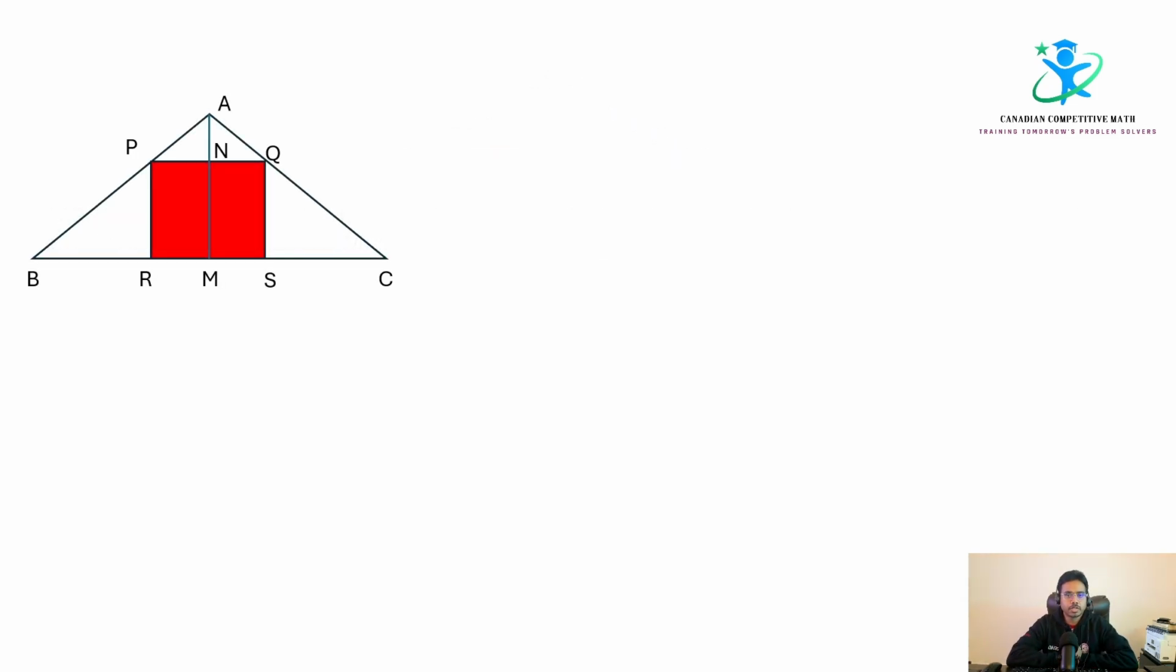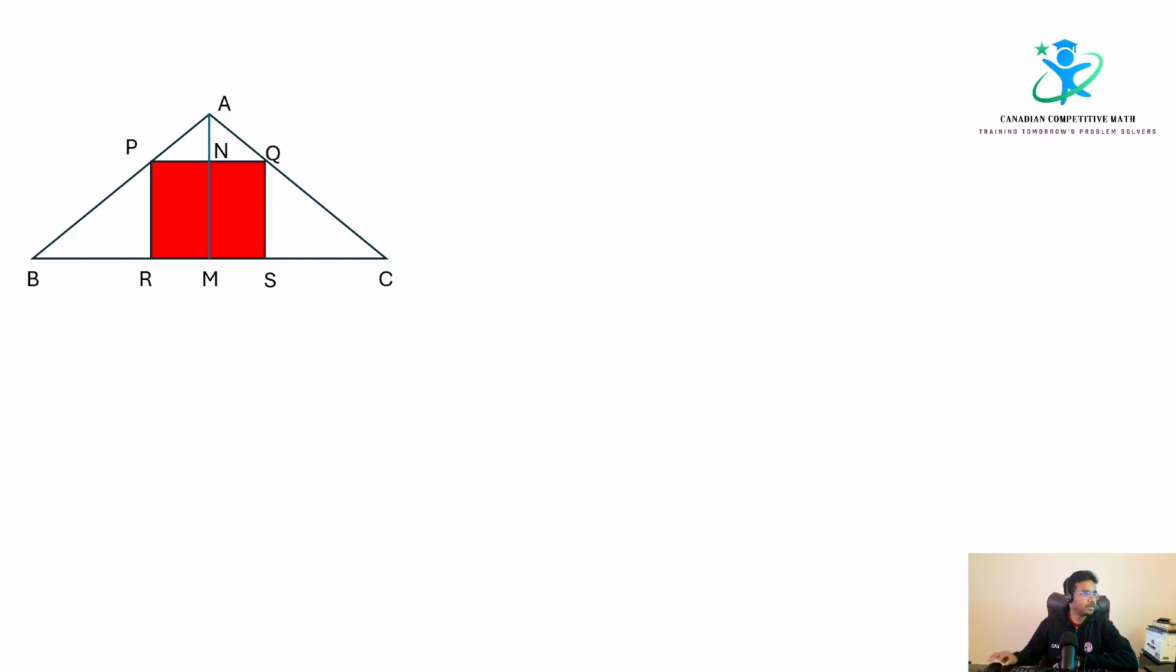Hope you have solved this question and have an answer ready, and also that you are ready to cross-check your solution with me. So what do we have here? We have an isosceles triangle ABC. We know that length AB equals length AC, and also know that PQRS is a square.